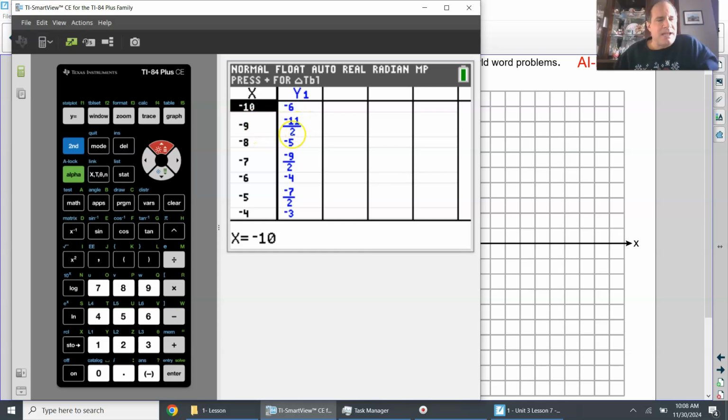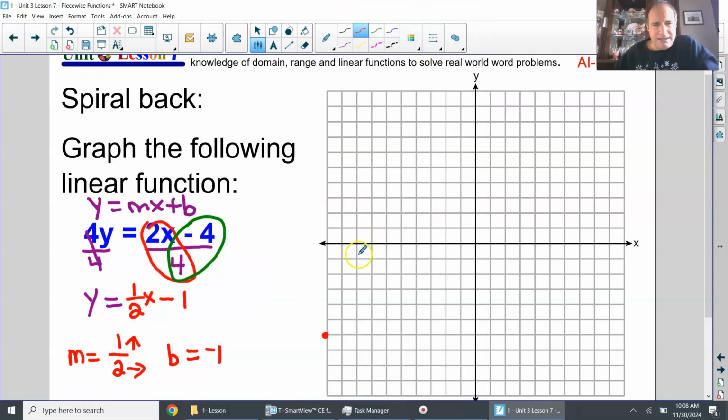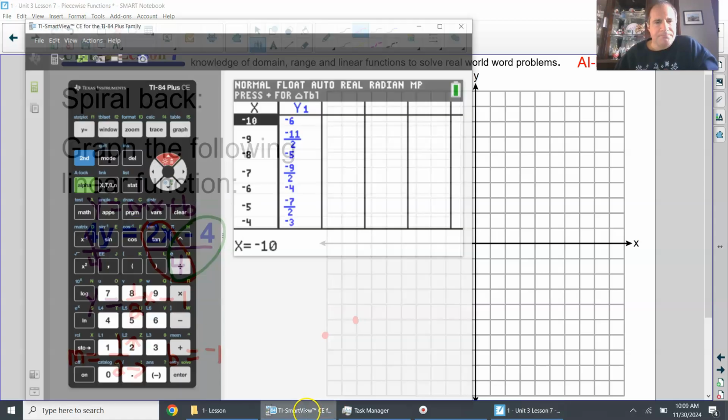I am going to skip that. Anytime I have a fraction or decimal that I don't want to graph, and the next one is a whole number, I'm just going to skip it. -8, -5. I'm going to go -8 and then -5, 1, 2, 3, 4, 5. And put the point there.